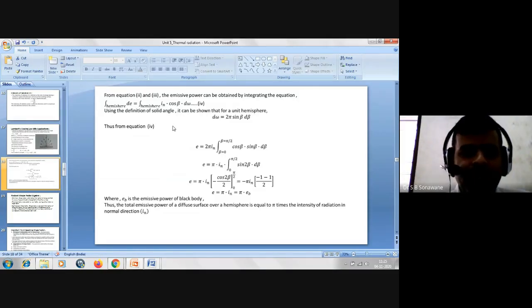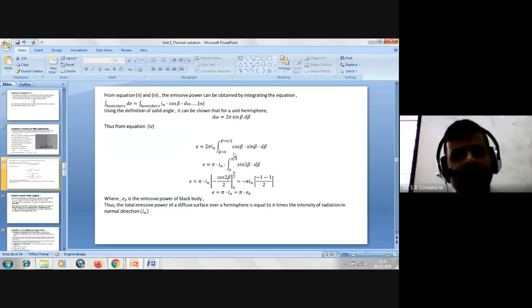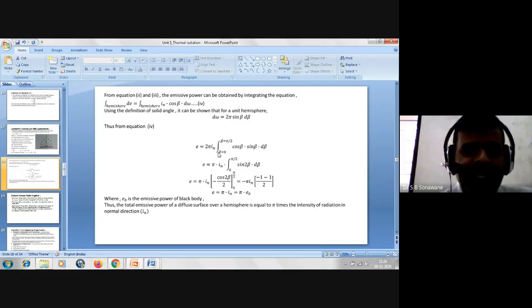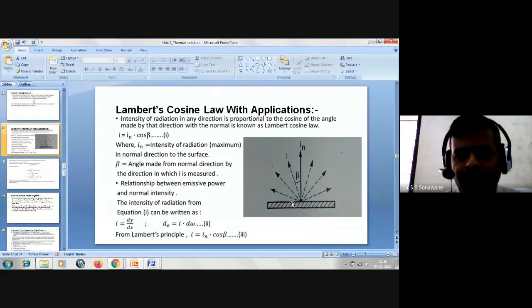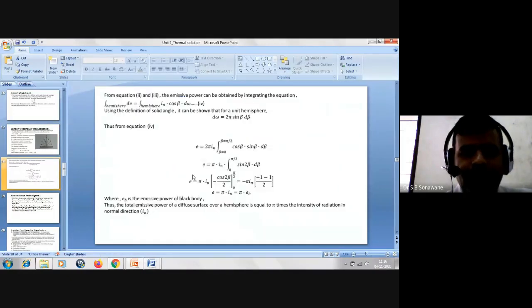Now using the definition of solid angle, it can be shown that for a unit hemisphere, we can write d omega is equal to 2 pi sine beta d beta. So this 2 pi sine beta d beta I have substituted here, instead of d omega. And I have simply integrated this from beta equal to 0 to beta equal to 90 degrees. Here angle beta varies from 0 at this particular surface, and 90 degrees means it is the normal. That's why I have integrated from 0 to 90 degrees, that is 0 to pi by 2.